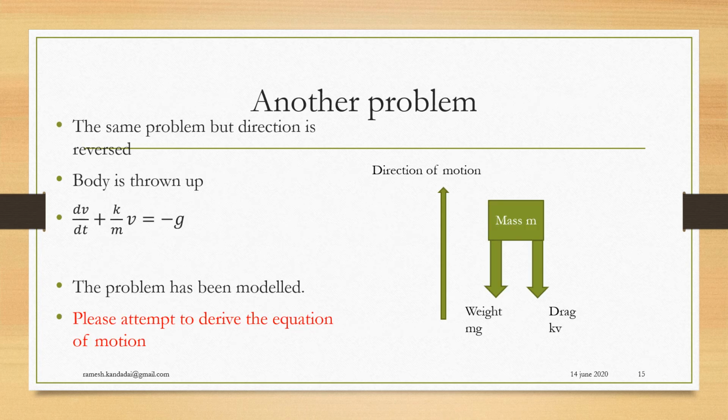Second problem. Let's look at the reverse of what we saw just now. A body is being thrown up directly. That is, it's got two forces acting on it. One is its weight vertically down, and in this case, the drag or air resistance is also acting vertically down. So the equation of motion, by just writing the balance of forces, is given as dv by dt plus k over m into v equal to minus g. The problem has been modeled.